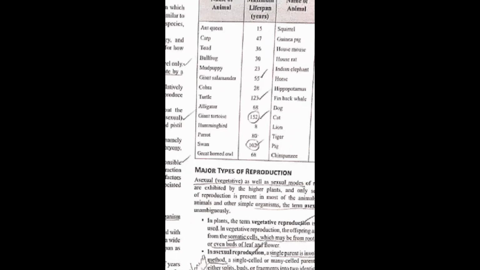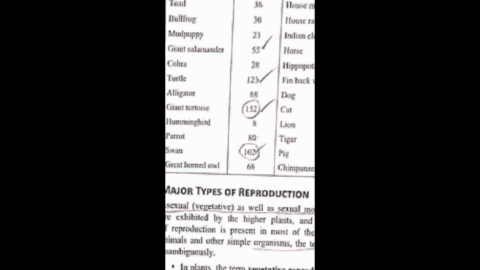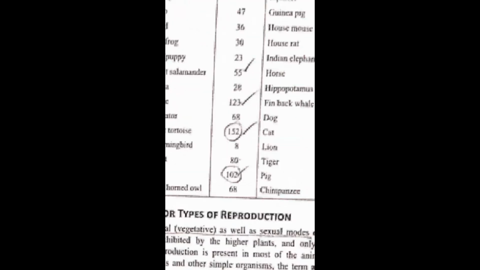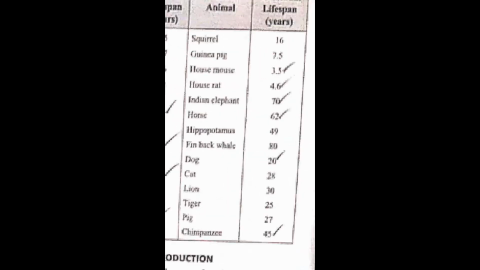Which one has a small lifespan? See the hummingbird: 8 years, isn't it? These are the differences. One more example is the house mouse. Small animals like this have a lifespan of up to 3.5 years. Okay, these are the examples.